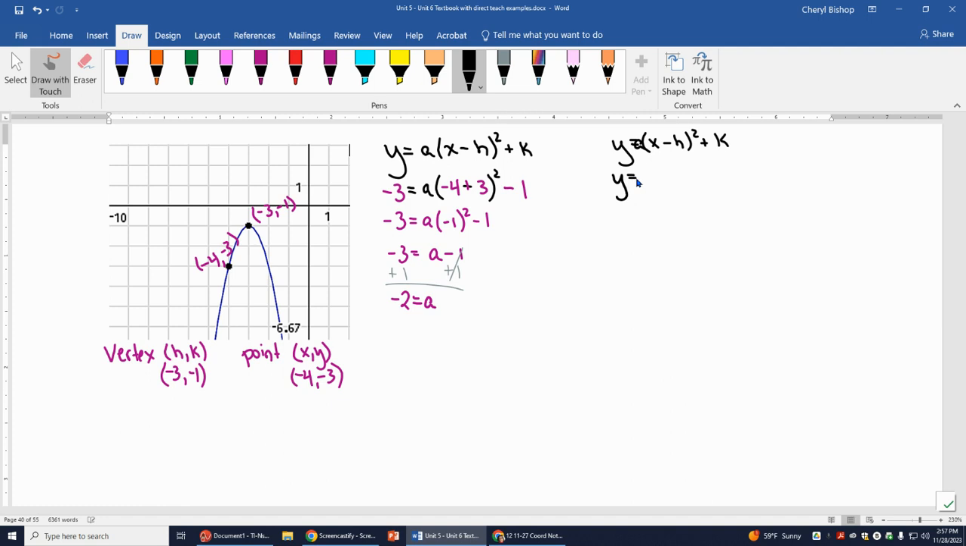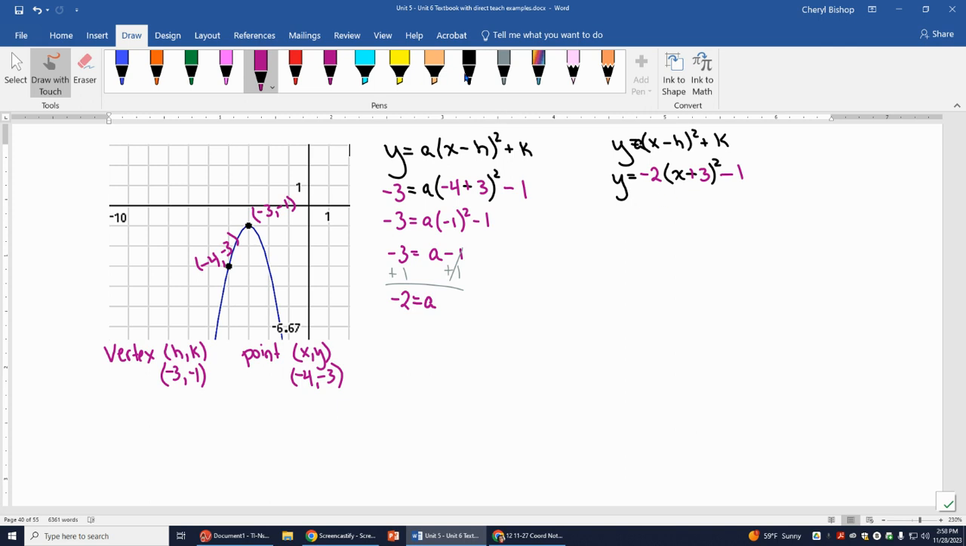So y equals, now we know a is negative 2, times (x minus h). h is negative 3, so that's going to turn into a plus 3. Close parentheses squared, and then plus k, but k is negative 1, so I'm going to put minus 1. So this is my equation, but I want to convert it to the standard or general form so that I can apply the quadratic formula to it.